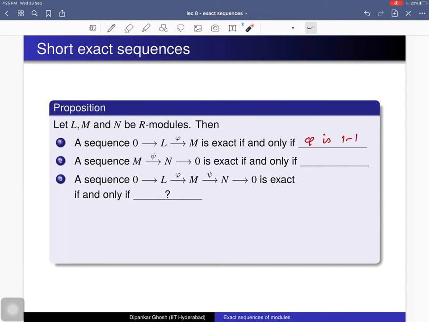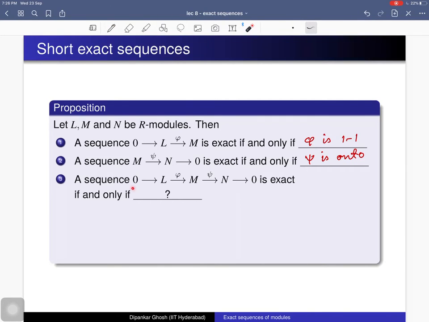Next you consider this sequence. This sequence is exact, that means the image of this map should be the same as the kernel of the next map, but what is the kernel of the next map? Here you can see that everything is going to 0. So, the kernel of this map is just this whole thing, N. So, this sequence is exact means the image of this map should be N. It is equivalent to saying that psi is onto, or surjective.